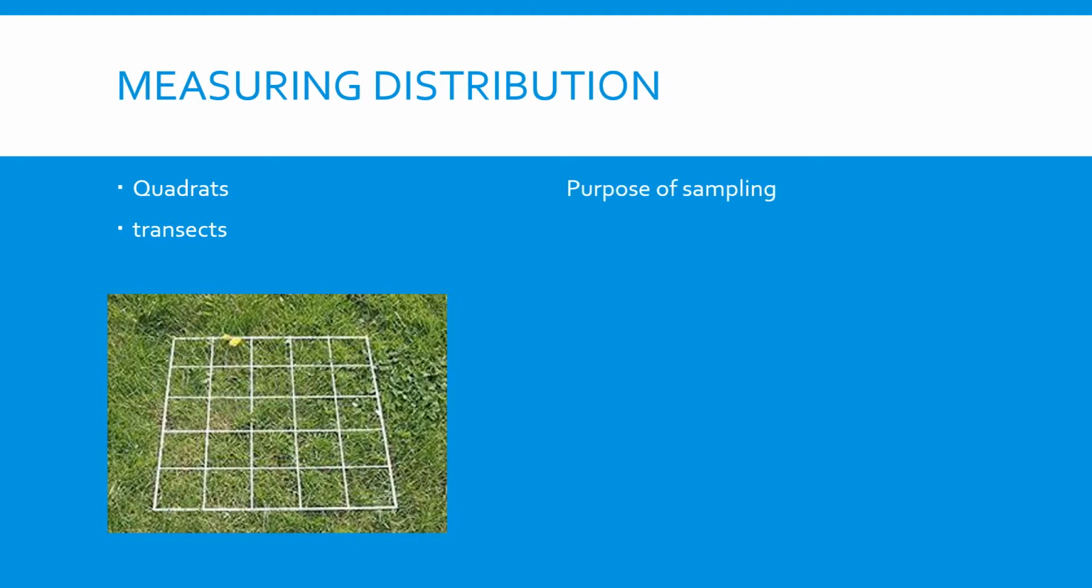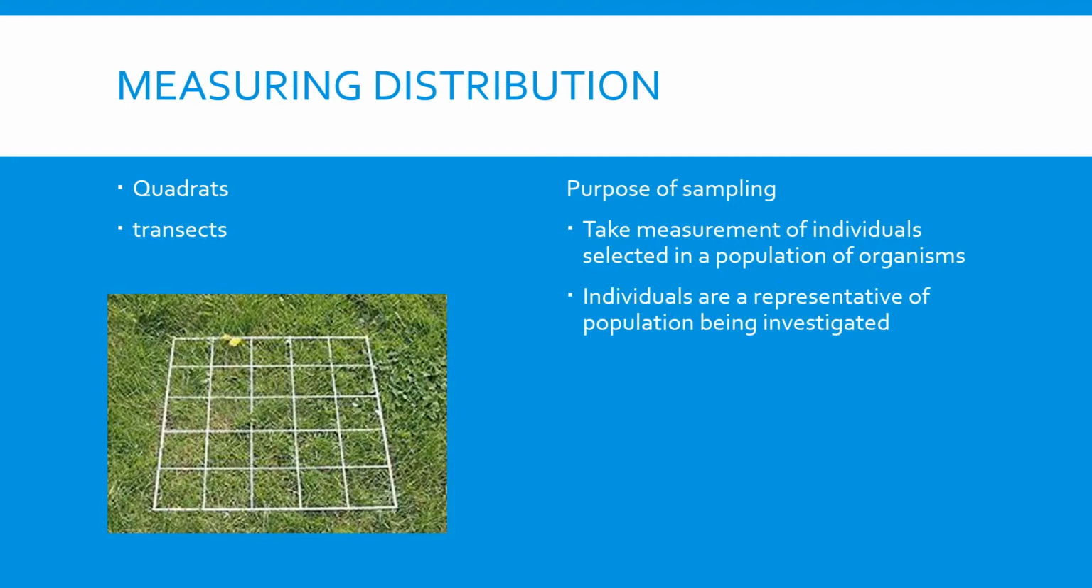So, what is the purpose of sampling? To take measurements of individuals selected in a population of organisms, and individuals are a representative of the population being investigated. So what are the disadvantages of sampling? Well, you have sample bias and chance.